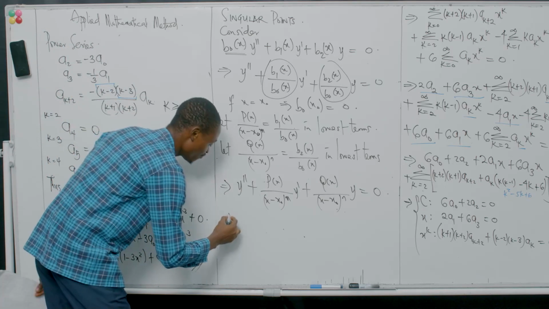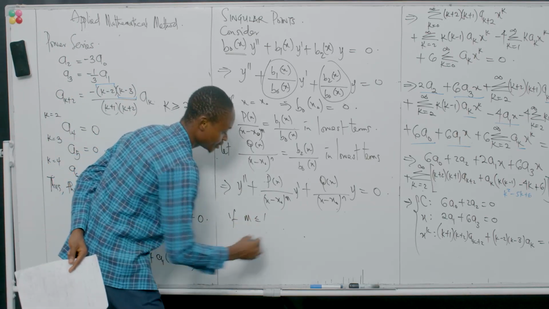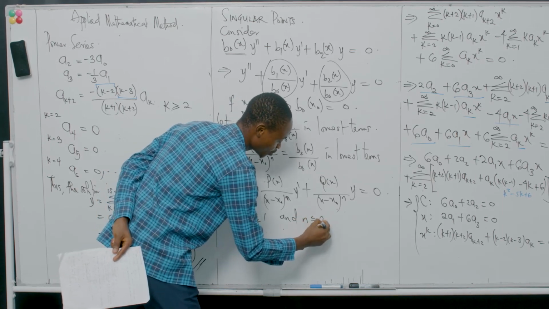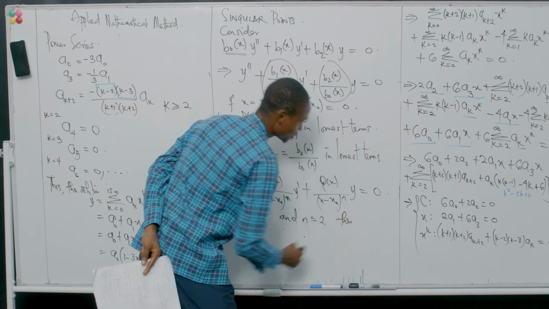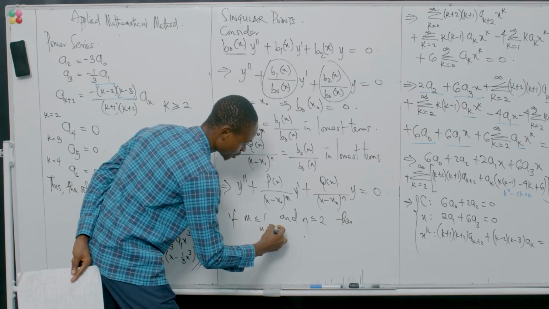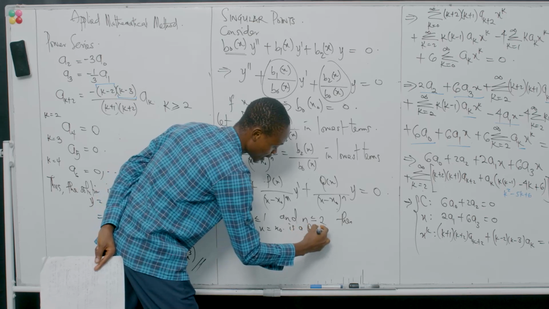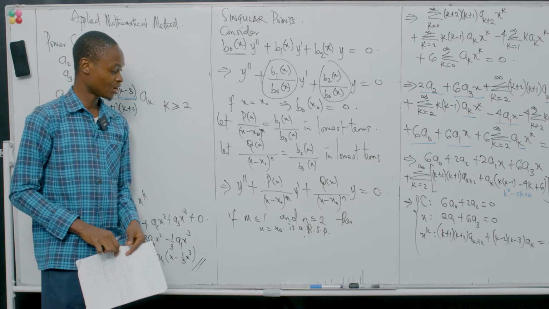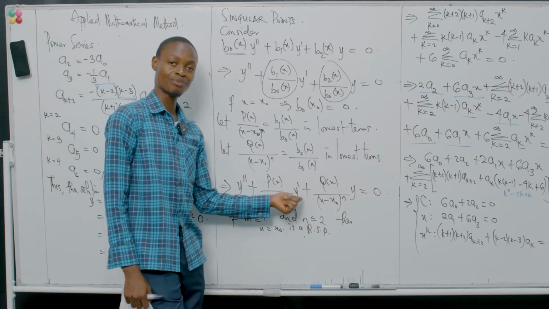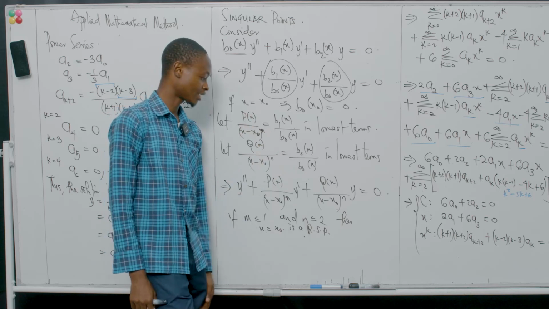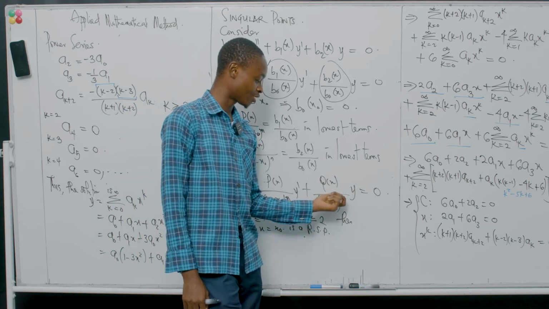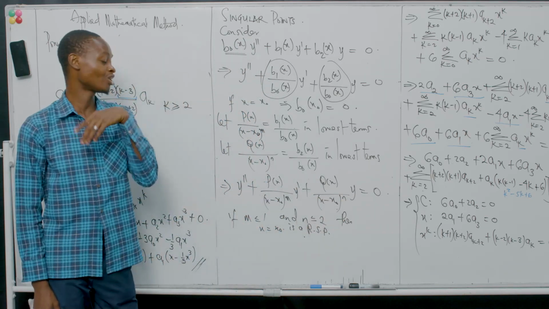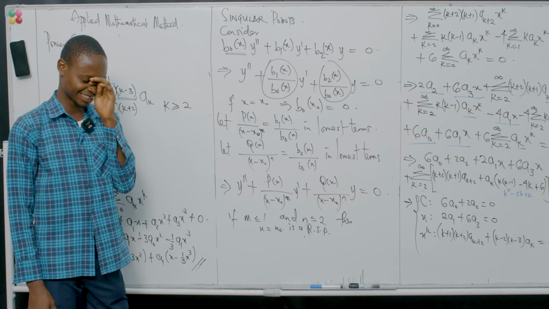Then if m is less or equal to 1 and n is less or equal to 2, then x equal to x naught is a regular singular point. That is, if the power of this denominator, the coefficient of y prime, is less or equal to 1, and if this one, the coefficient of y, is less or equal to 2, then it's a regular singular point.